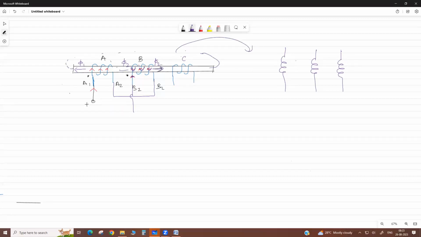First, across the first coil we apply 110 volt AC. And any 2 coils we connect, we can check continuity. We will find out that these are the 2 terminals of coil A, these are the 2 terminals of coil B, and these are the 2 terminals of coil C. This we can easily find by a continuity meter.